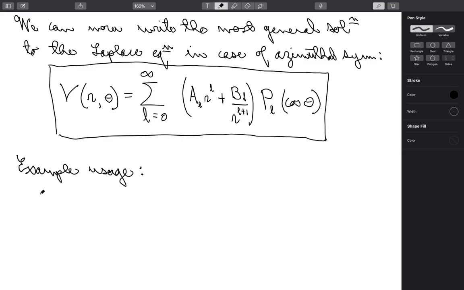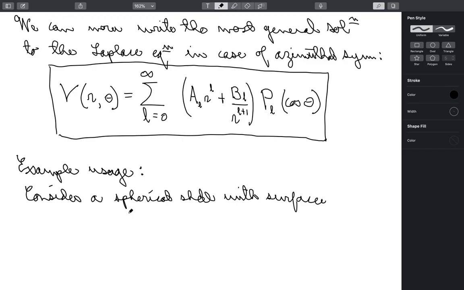What are we going to do? We're going to consider a sphere, or a spherical shell with a given surface charge density. So what's this surface charge density? It's a function, sigma 0, that depends on theta. And I'm not telling you what this function is. It's a general function of theta.